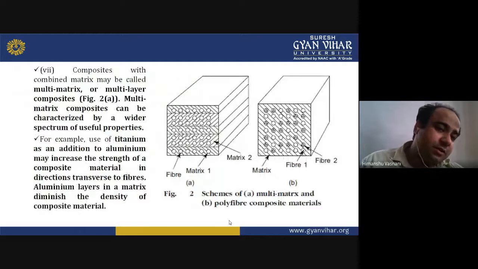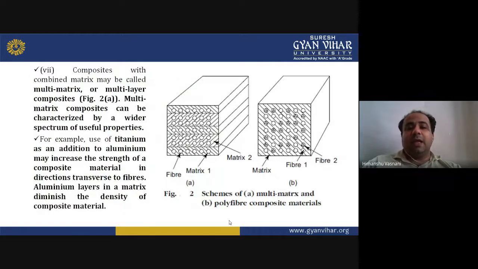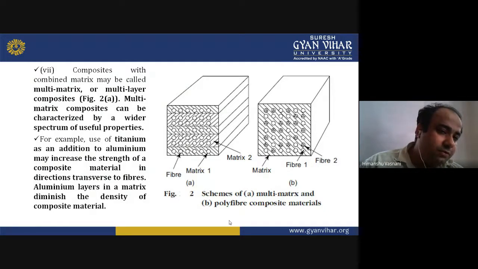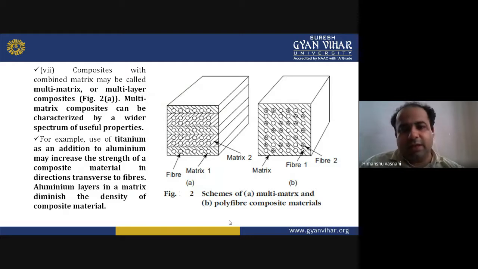Now, composites with combined matrix may be called multi-matrix or multi-layer composites. You can see in figure A, you have matrix 1 and matrix 2, with arrows pointing towards them, then you have a fiber. This is called a multi-matrix composite. In figure B, the arrows point towards the matrix, and then you have fiber 1 and fiber 2. So you can see clearly that figure B is for polyfiber composite materials.